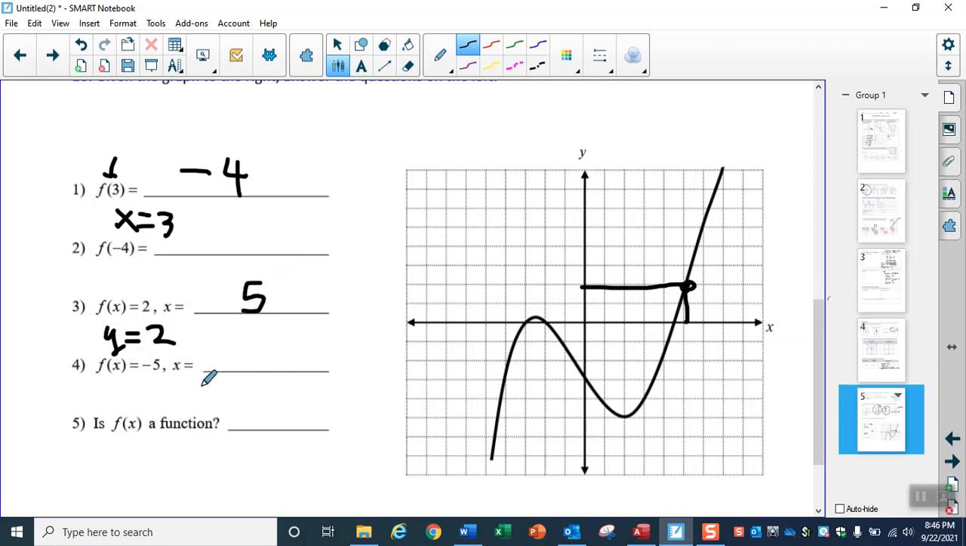And then this, you do the same thing. So is this a function? Well, I'm going to do my vertical line test. Only crosses once. So yes, it definitely is.